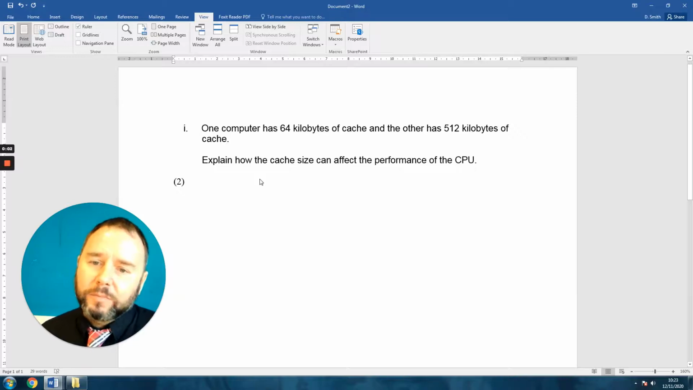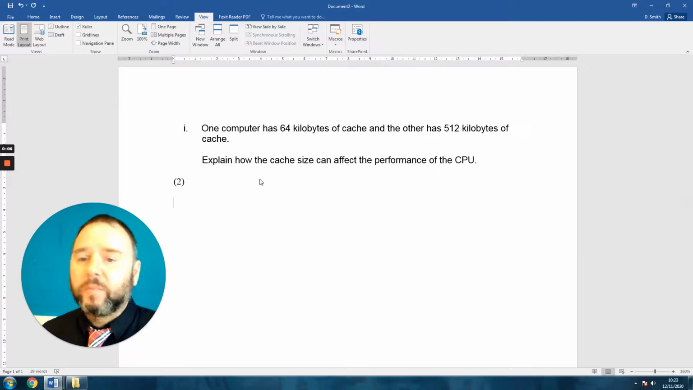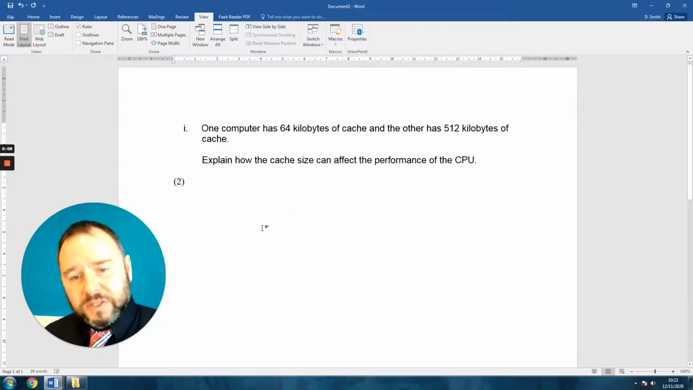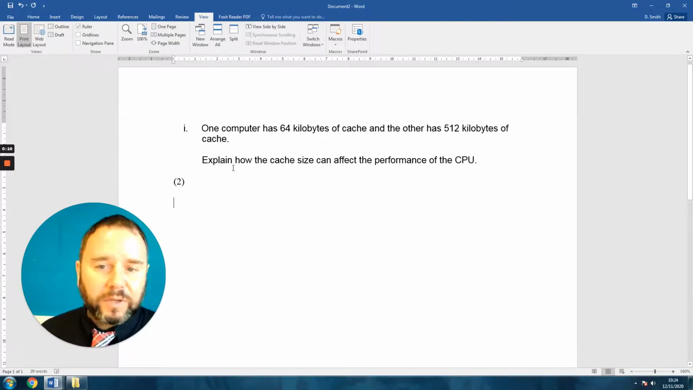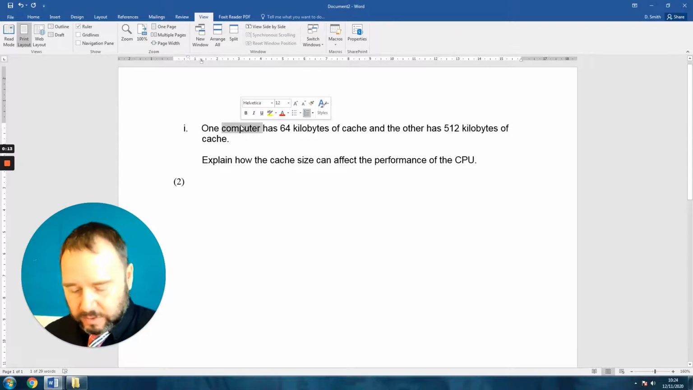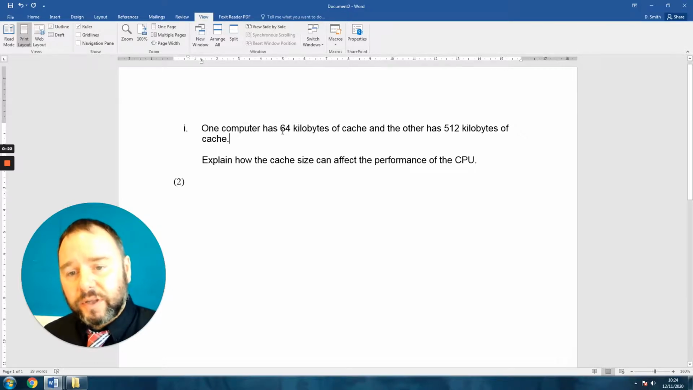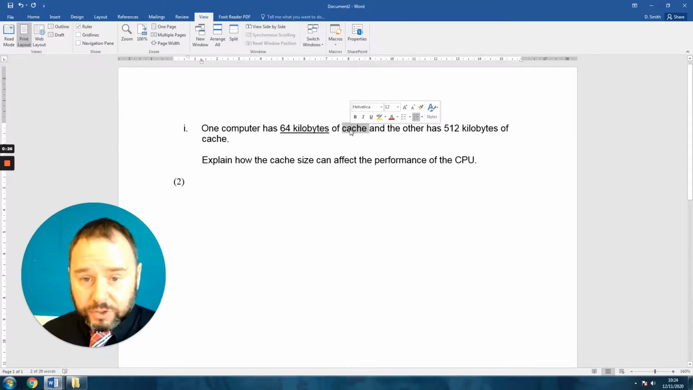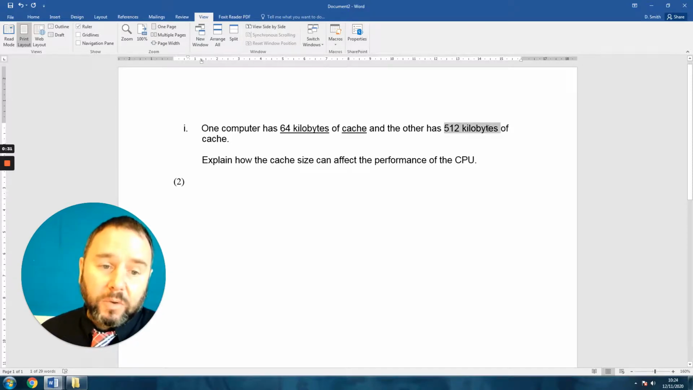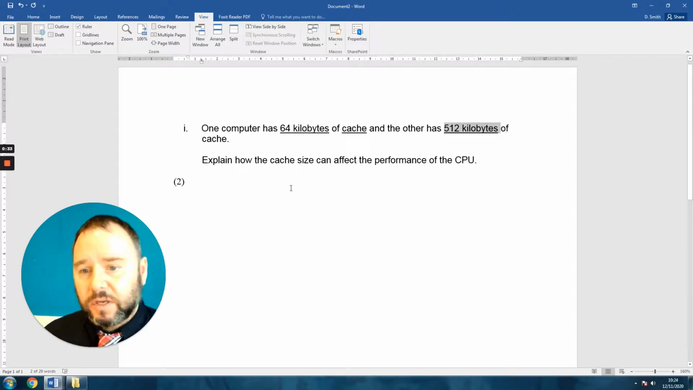Okay, so one computer has 64 kilobytes of cache and the other has 512 kilobytes of cache. Explain how the cache size can affect the performance of the CPU. So we're talking about computers here, the whole system. We're not just talking about cache, we're talking about how the whole thing works together as a computer. So 64 kilobytes of cache, that's what the question's on about, versus 512 kilobytes of cache.